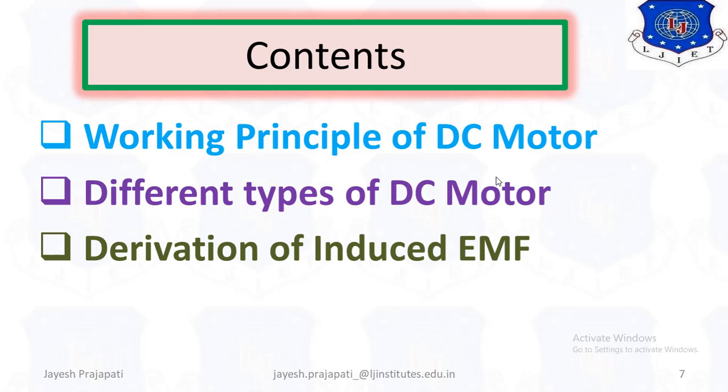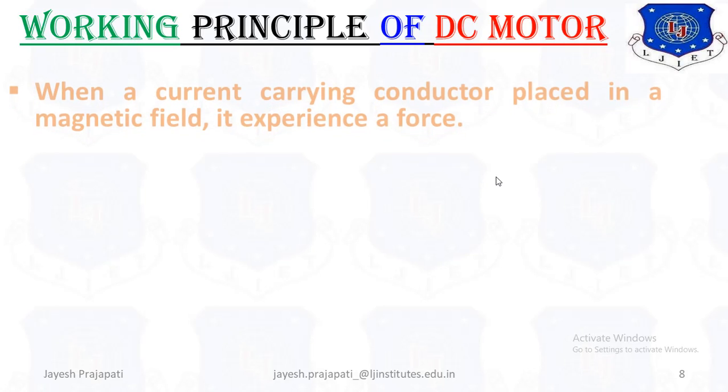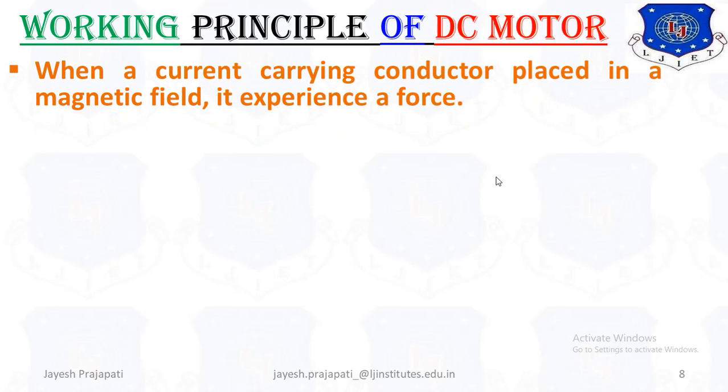So let us start with the first topic, working principle of DC motor. The statement for the working principle of DC motor is: when a current carrying conductor is placed in a magnetic field, it experiences a force. Now let us understand this statement by a figure.